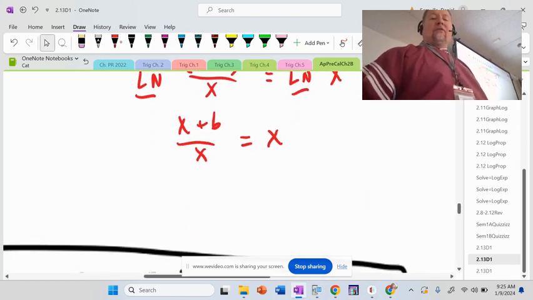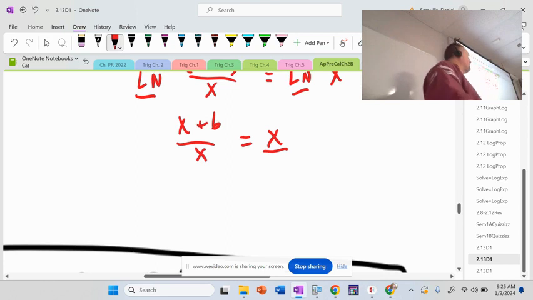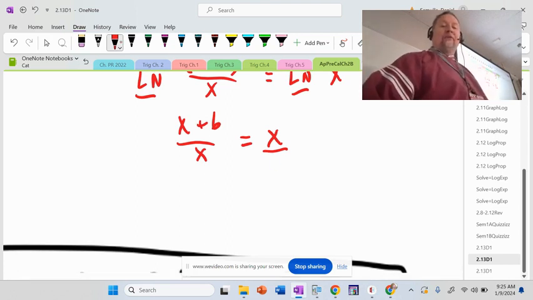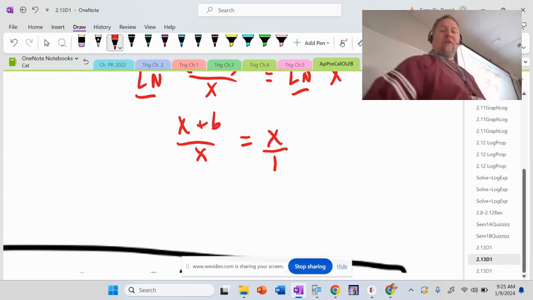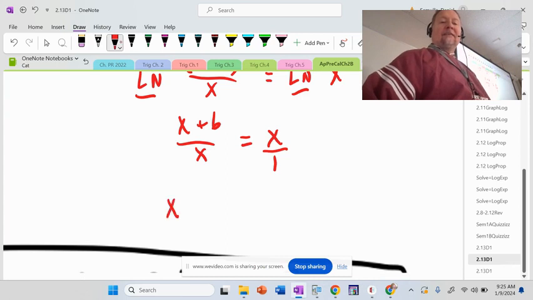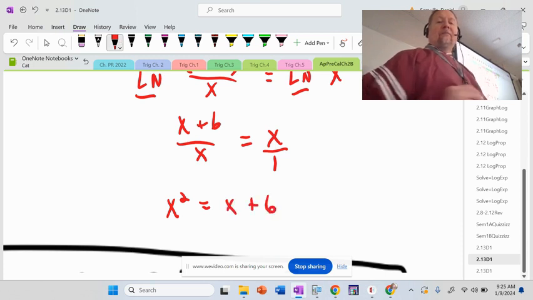By the way, x over, anyone? What's the denominator of x? 1. Why did I do that? What are we going to do to solve for this? Crisscross, what? Multiply. What's x times x? X squared. I like doing it this way because I like the x squared over here and then the x plus 6 over here.